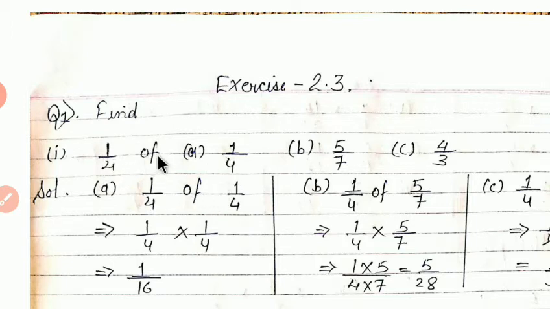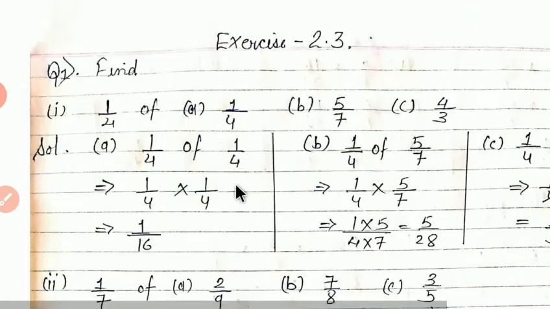So first one, 1 by 4 of: A, 1 by 4; B, 5 by 7; and C, 4 by 3. Here you have to multiply all these A, B, C by 1 by 4. So let us see one by one. A is given, 1 by 4 of 1 by 4. We know that "of" is multiplication. So 1 by 4 into 1 by 4. We multiply numerator with numerator. So 1 into 1, 1, 4 4s are 16.